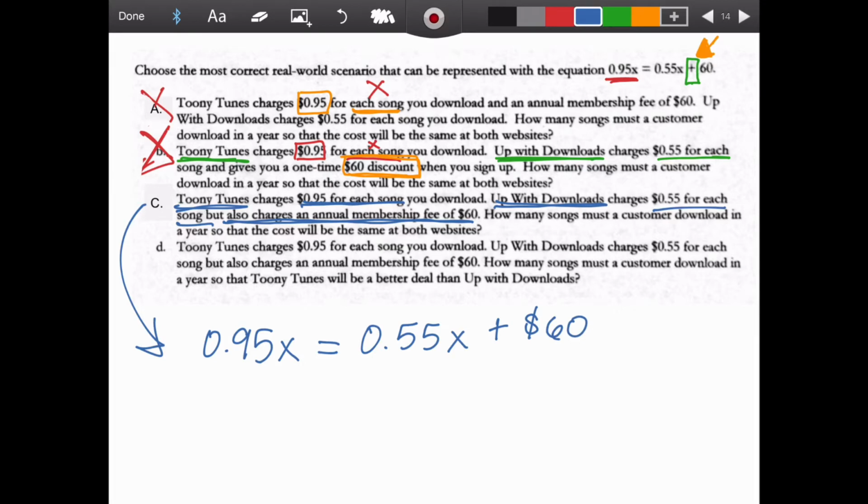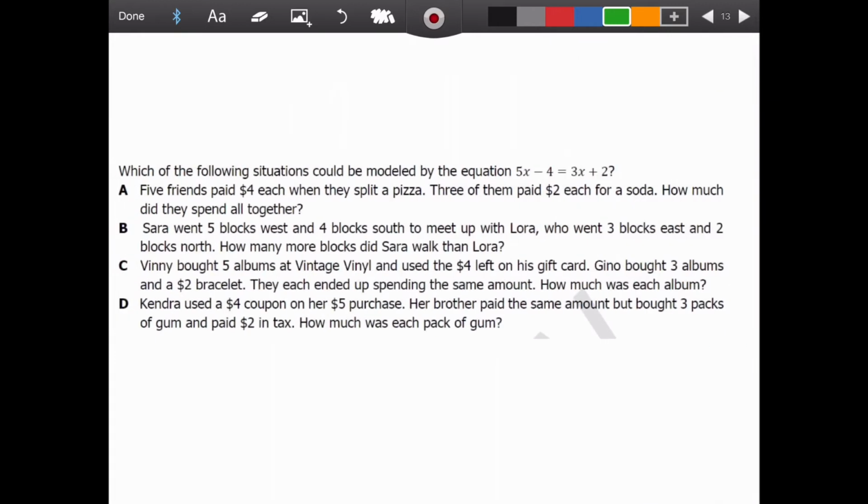Let's look at our equation. We have the 95 cents x, that's a check, on the left side. On the right side, we have 55 cents times x, check, plus, yes, check, and 60, check. So yes, option C is our answer choice. Let's keep moving on to the next example.